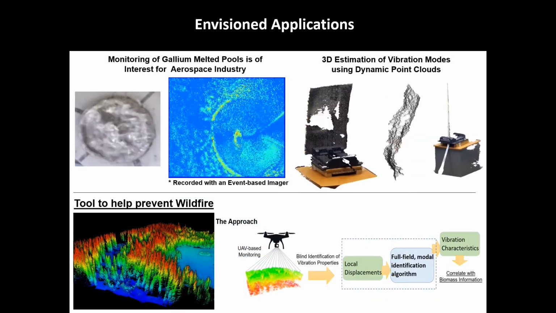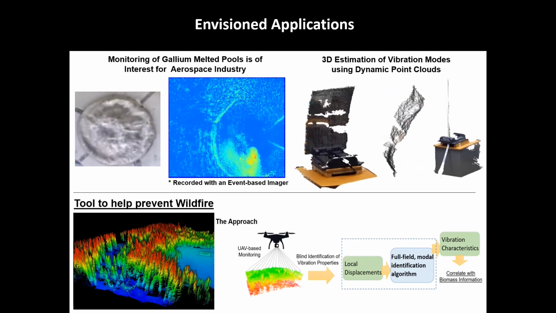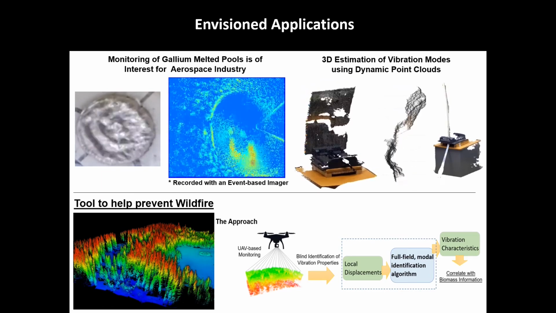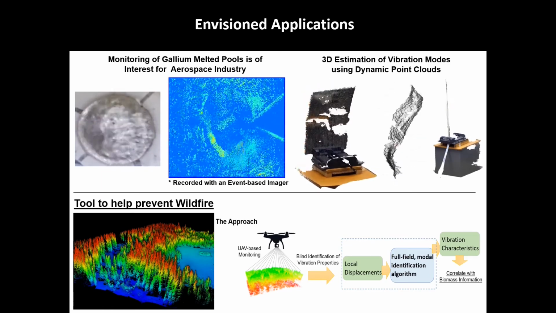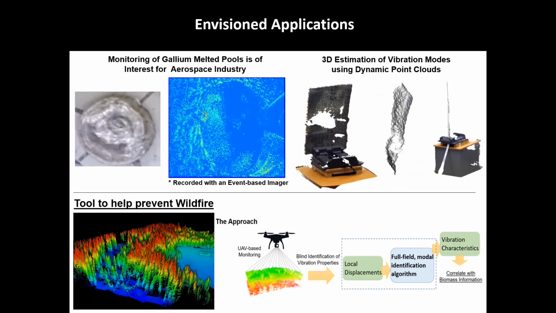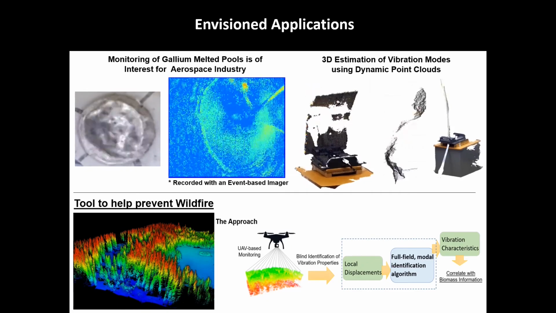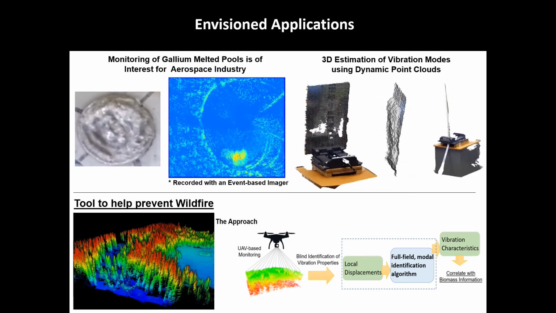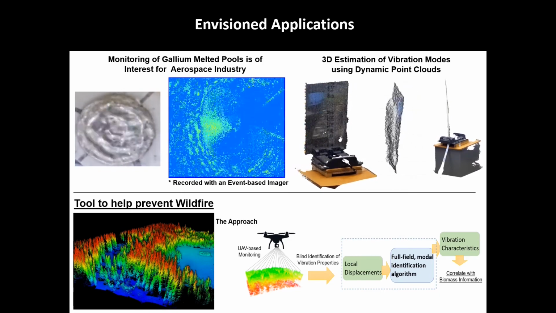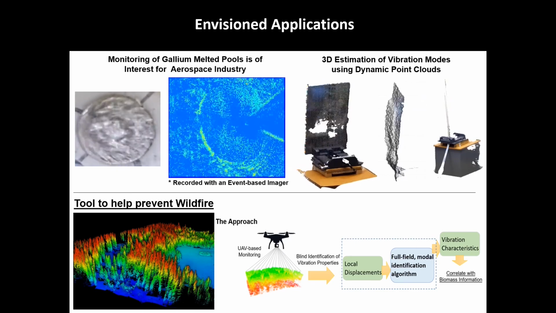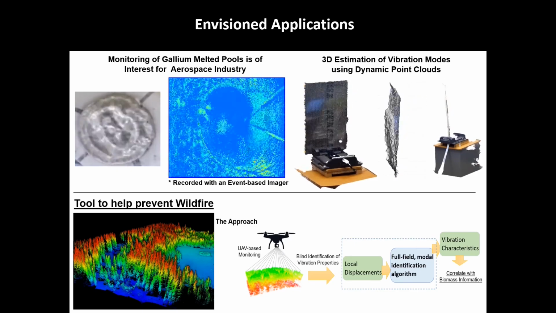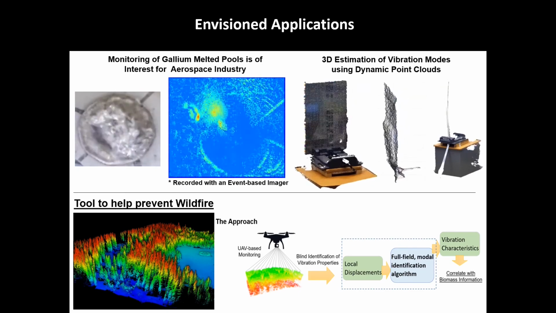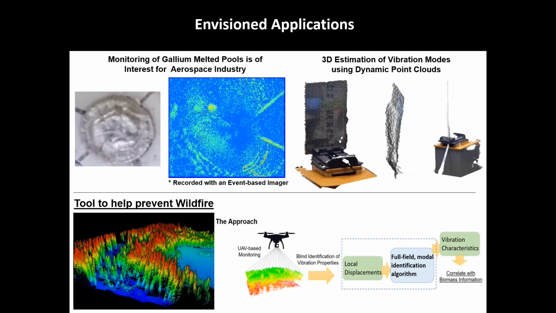Further envisioned applications involve the monitoring of gallium melted pools, crucial to some aerospace structures, also demanding the use of neuromorphic imagers. With the advent of lighter and dynamic point clouds, we can imagine this type of technique proposed today working alongside them. In future, it could also be the case that a new set of algorithms to integrate lidar data and other types of imagery collected from a UAV could benefit from the use of our Hilbert-based framework.